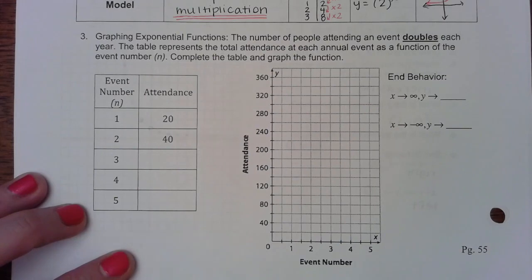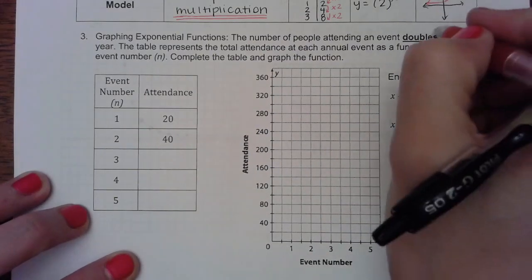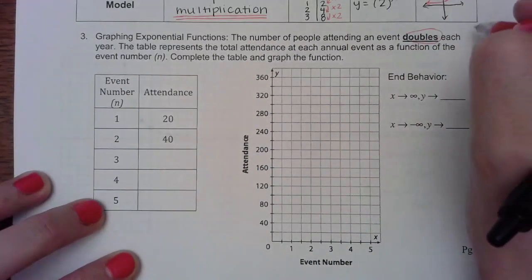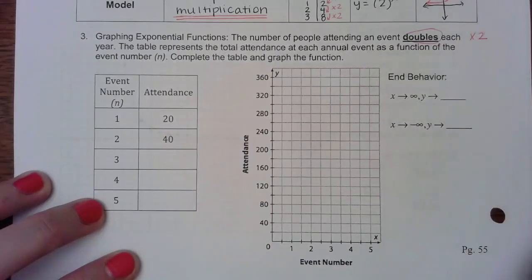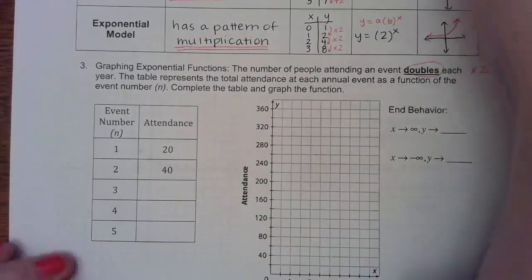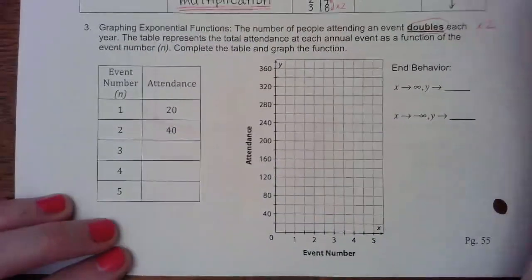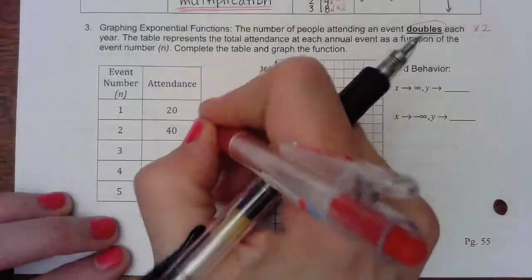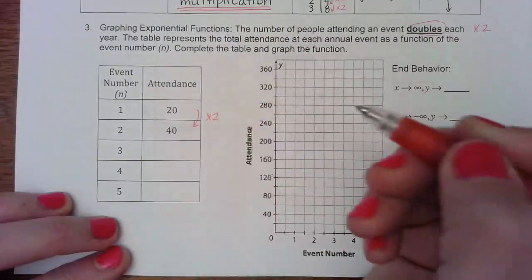So on this one, it says that the number of people attending the event doubles every year. So if it doubles, that means that the multiplier is going to be times 2. So if in the first year there were 20 people, the next year there were 40. It's not going up by 20. It's important that you notice right here, based on the description, it said it was doubling.